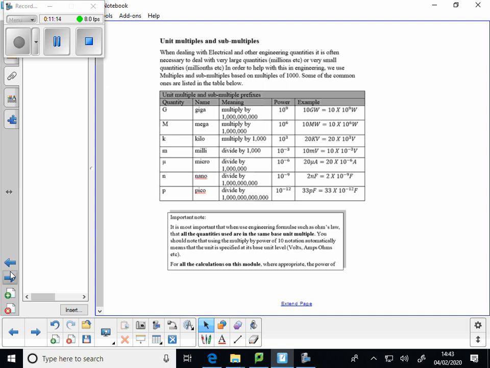Okay, and there's that important note there that when you use several different quantities in a formula like Ohm's law, they must all be either in the base multiple or all in the same multiple, or use the multiples to convert between them. So you have to be a bit careful. You can't mix milliamps in the same formula unless you use the power of 10 notation. All right, but you're all happy with that, aren't you? Any dissenting voices?